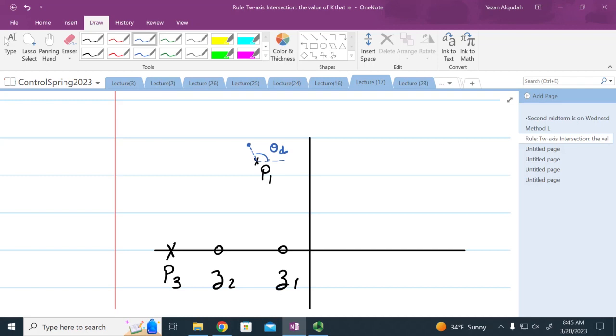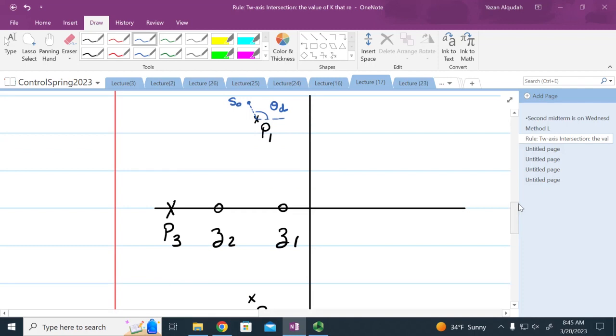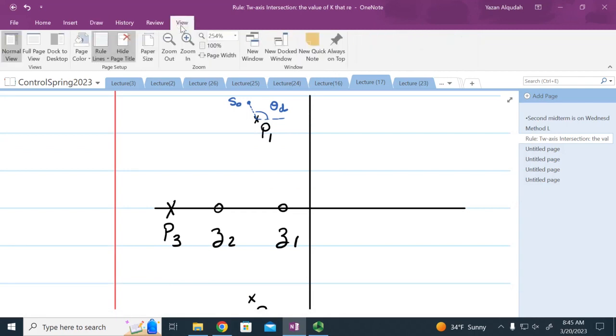Now if this point here, I'm going to call it S0, is on the root locus, what does it have to satisfy? It has to satisfy the angle criteria. Make sense? So if this S0 is on the root locus indeed, and this is the departure angle, it has to satisfy the angle criteria. Everybody? Okay.